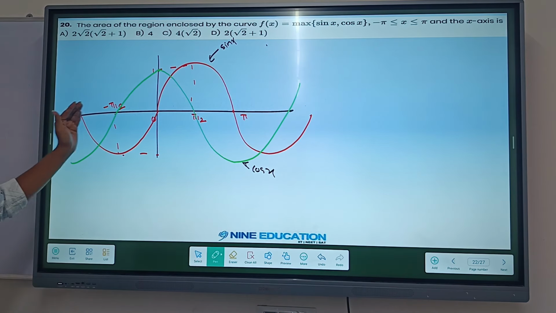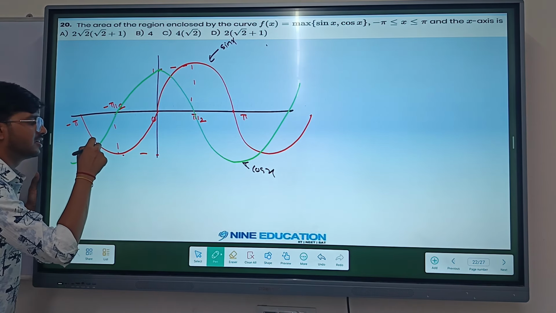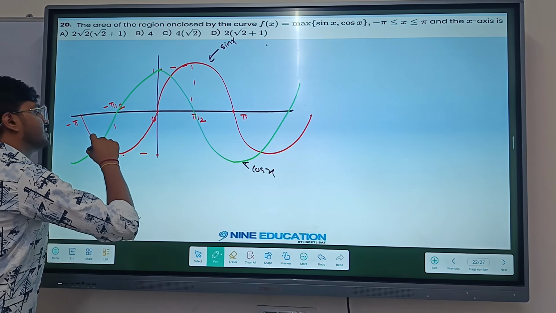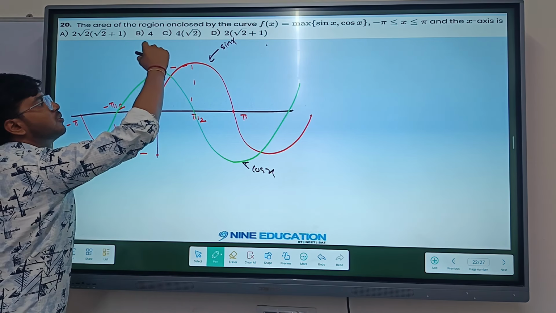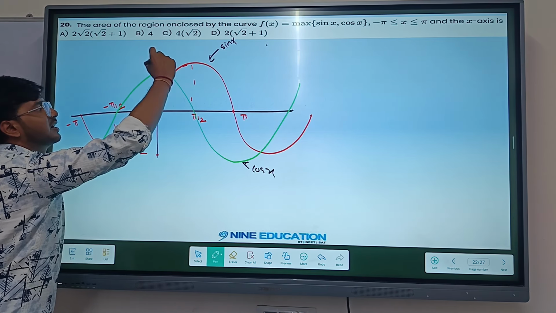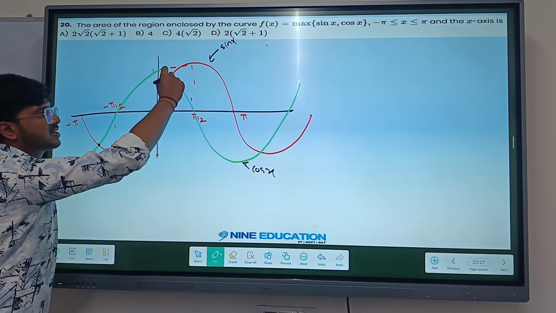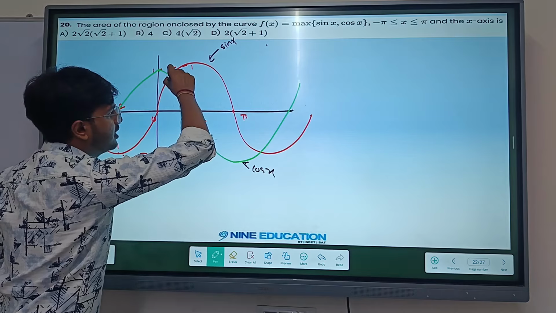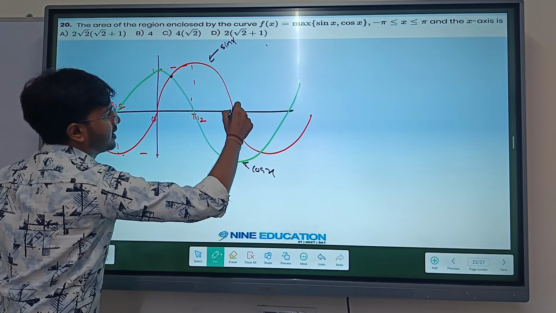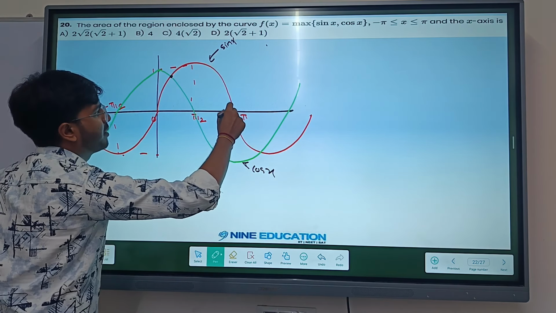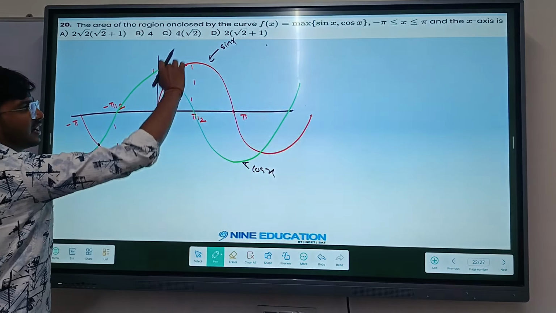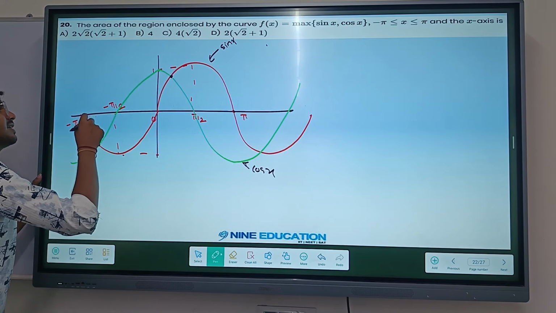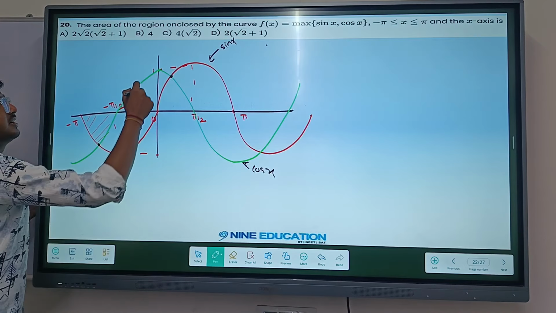So from minus pi to this intersection point, what is greater? The red curve, that is sin x. From this intersection point to this intersection point, we can see that the green curve, that is cos x, is greater. Now from this intersection point till where do we have to go? Till pi. From this intersection point to pi, we can clearly see that the red curve, that is the sin x curve, is bigger. So based on that, I can see that this is the area I need to find.